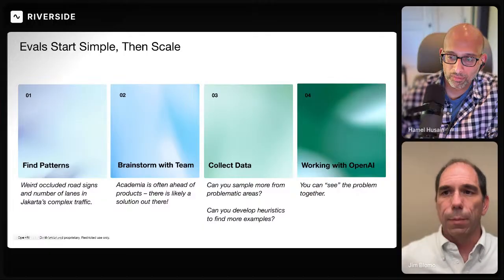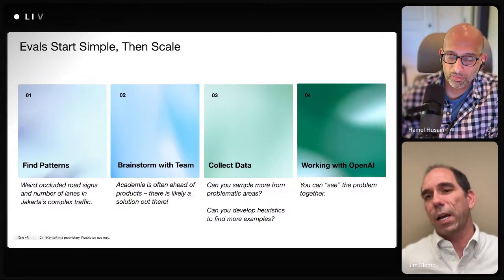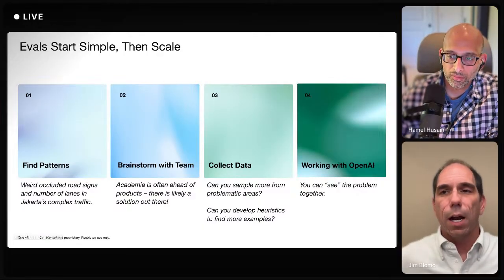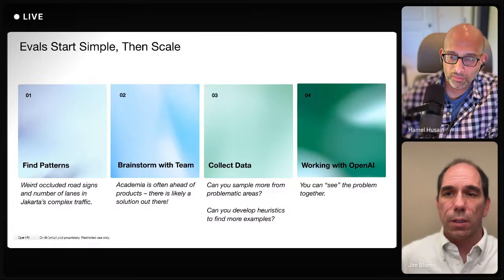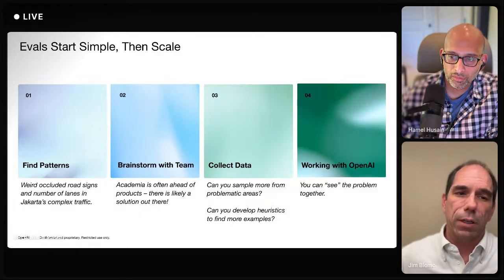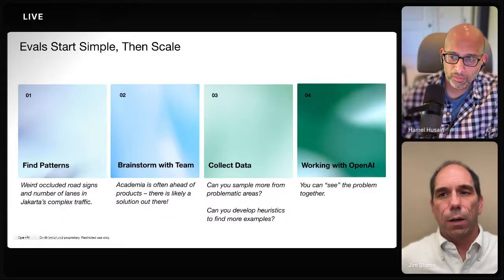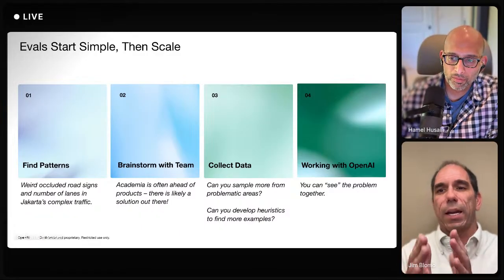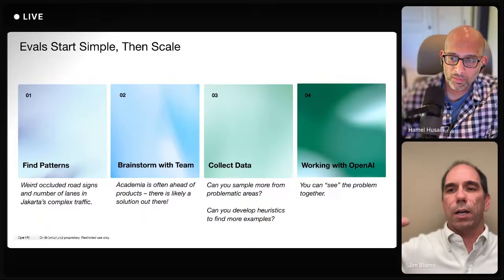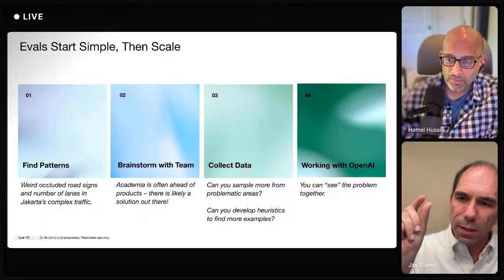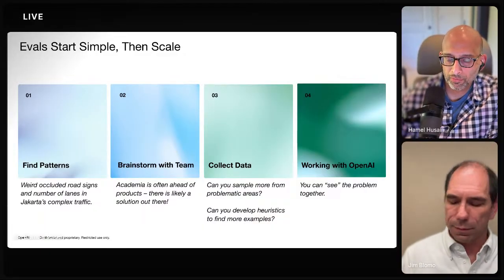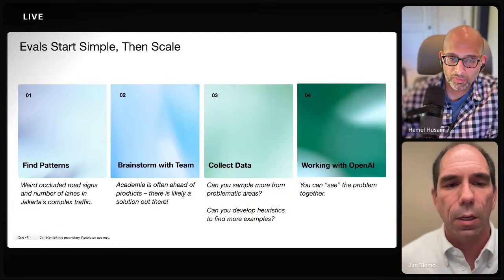Like, was there a street sign? What type of street sign was it? And what they found, going to this point of a challenge, is they were especially having challenges with road signs that were partially occluded, or similarly, the number of lanes was hard to judge from the number of cars. You couldn't simply count the number of white lines in the road.